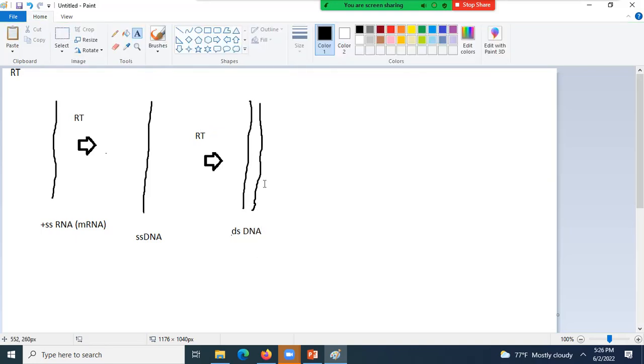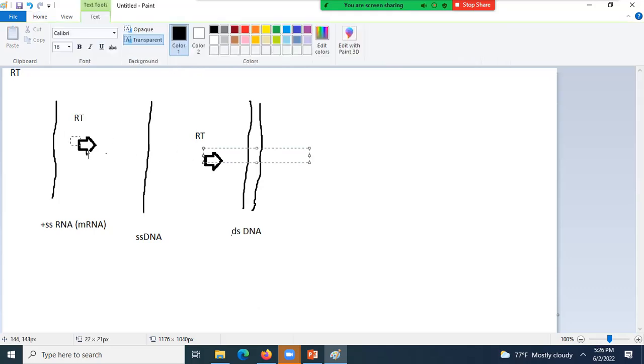This double strand DNA then moves into the nucleus. Let's see if I can copy that again.